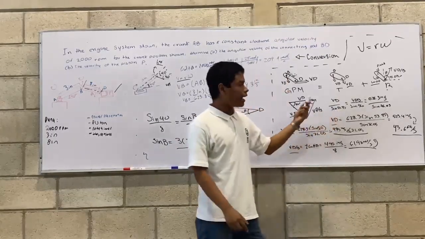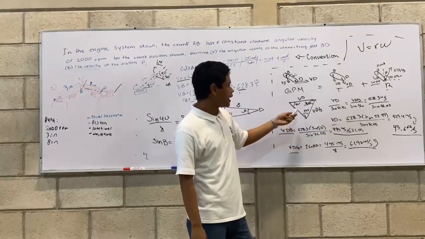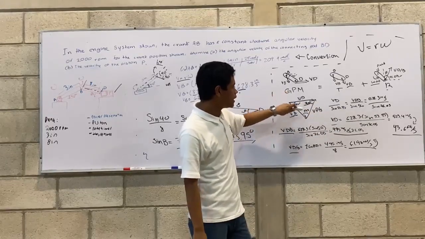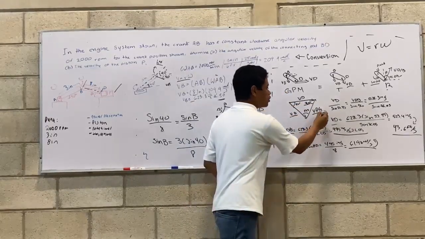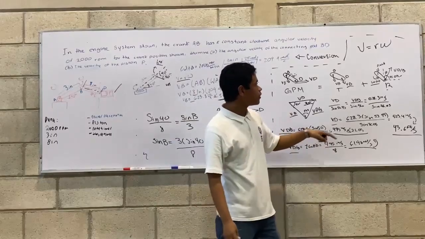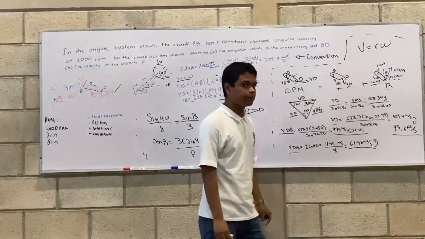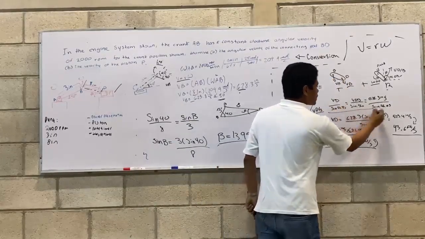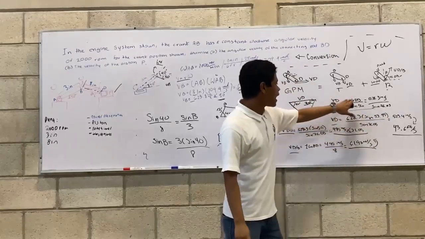Now, using the sine law again, we can look for the values of VD and VDB. VDB is going to be useful for calculating the angular velocity afterwards. Now, we use the sine law to calculate VD and VDB.